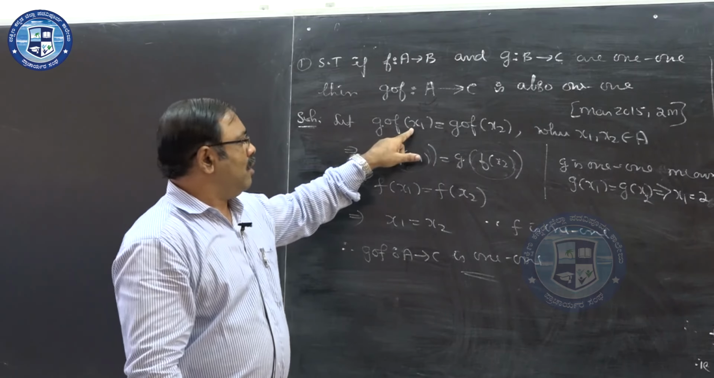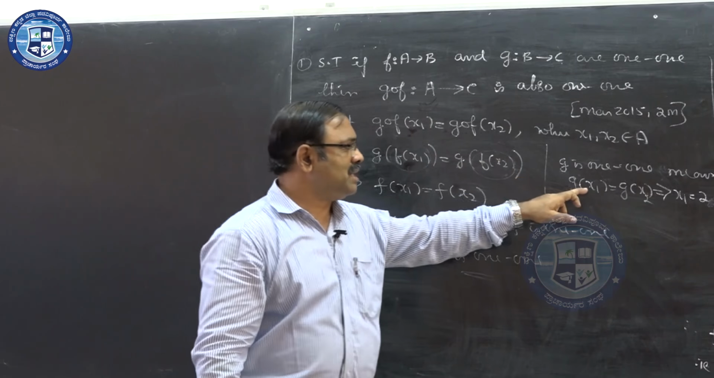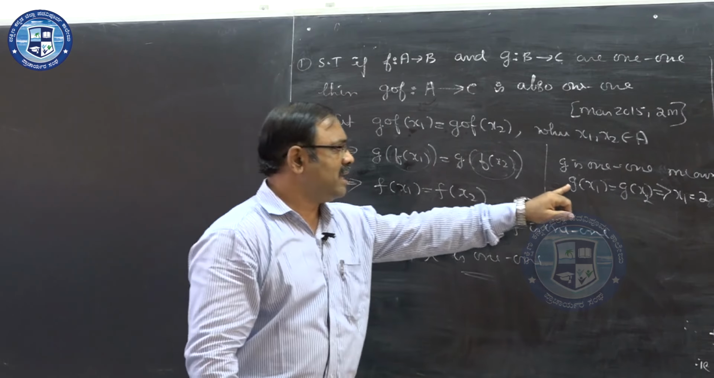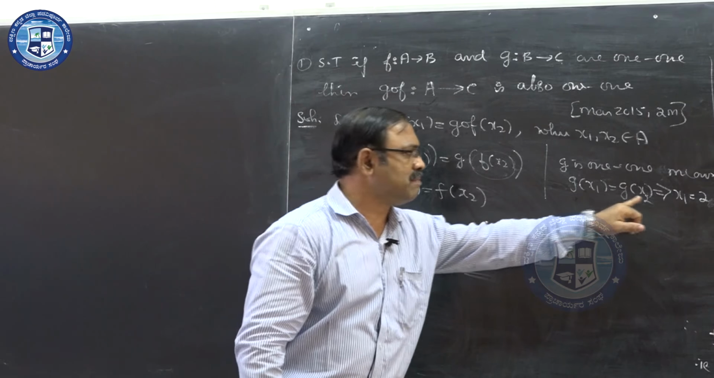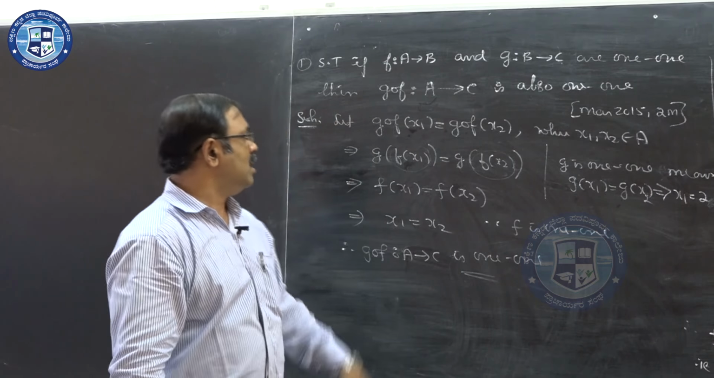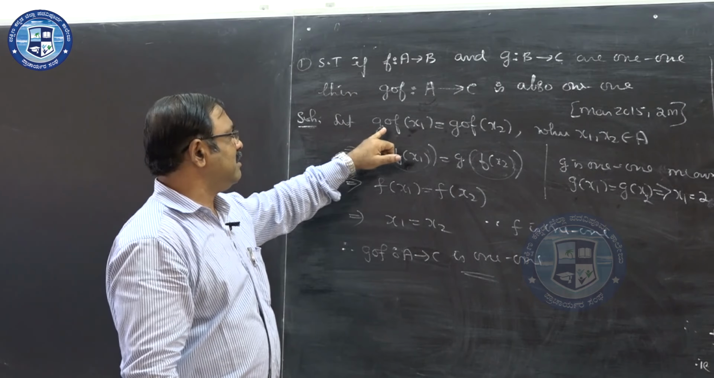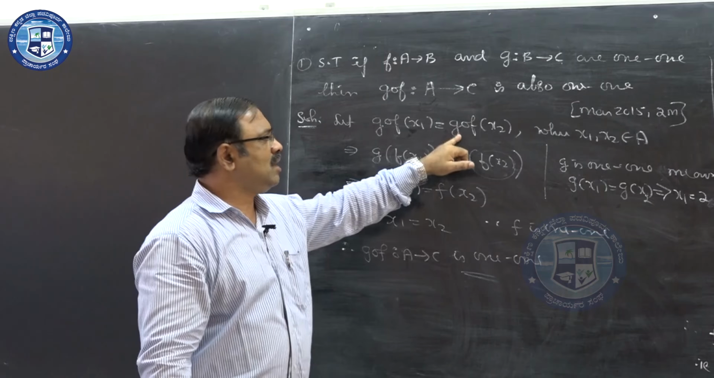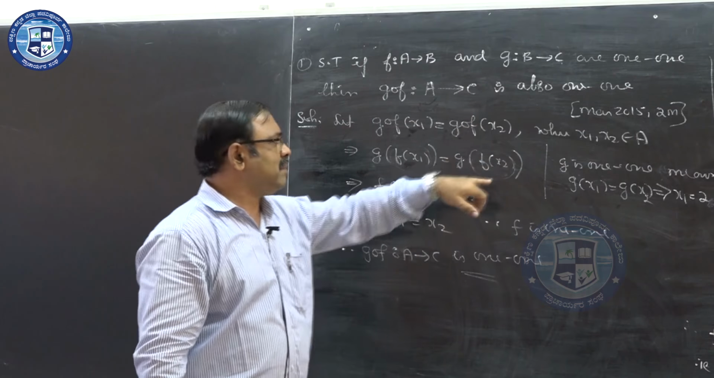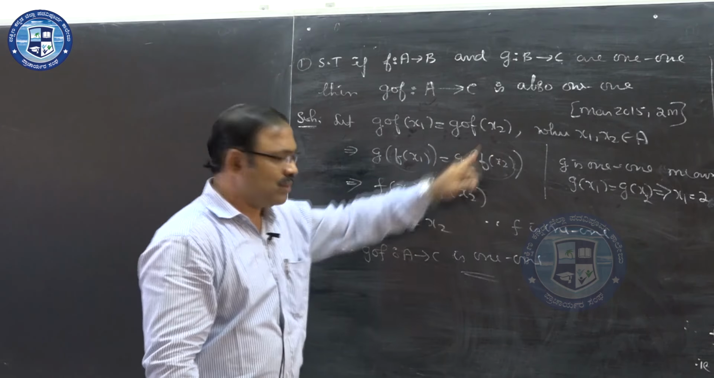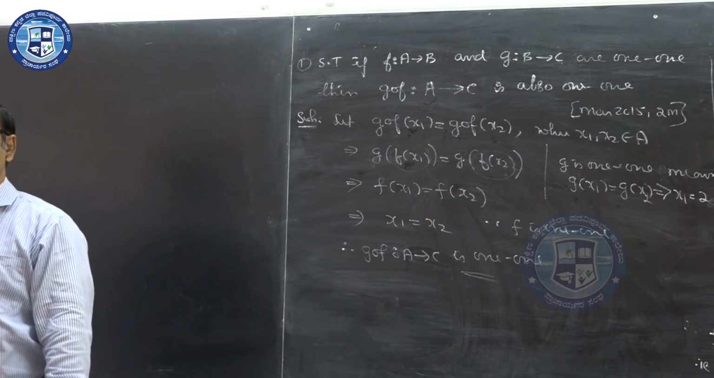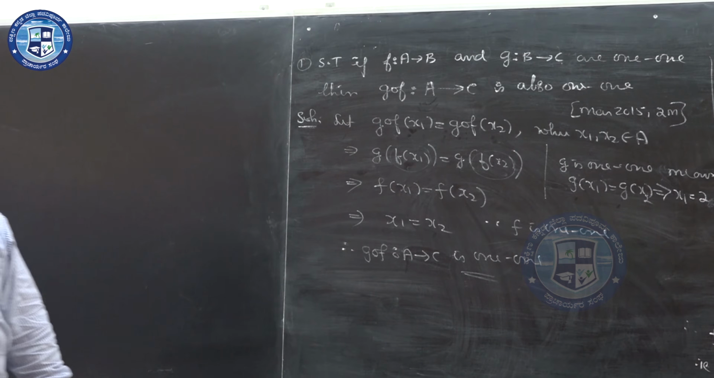See, what do you mean by 1 to 1? g of x1 equal to g of x2 means x1 equal to x2, or f of x1 equal to f of x2 implies x1 is equal to x2. So therefore we can write g composite f of x1 is equal to g composite f of x2. That means x1 is equal to x2. Hence g composite f from A to C is 1 to 1. Follow the point?